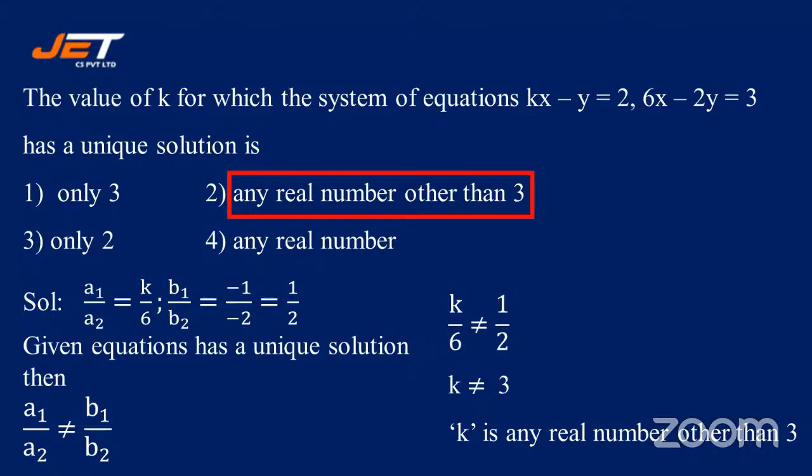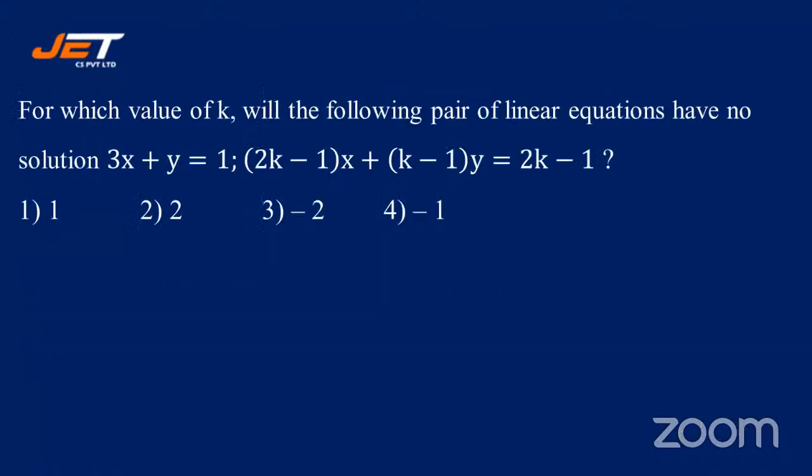All right. So I'm sure now you would have understood this. So don't make mistakes. If it is a unique solution, then it means that A1 by A2 is not equal to B1 by B2. All right, with this we are moving on to the next question.